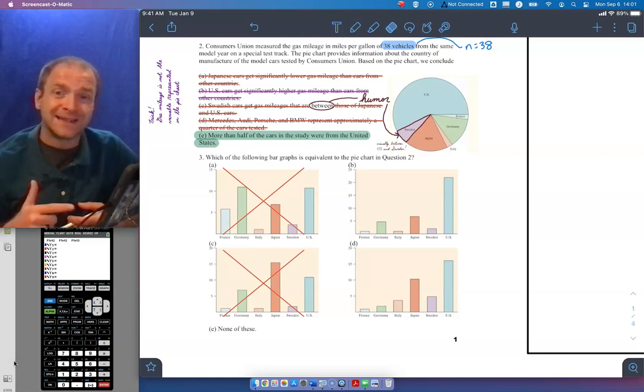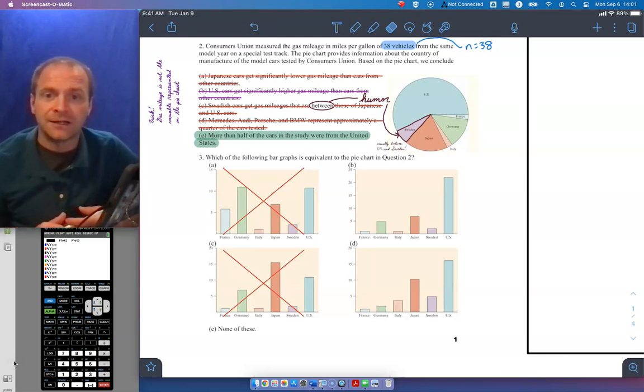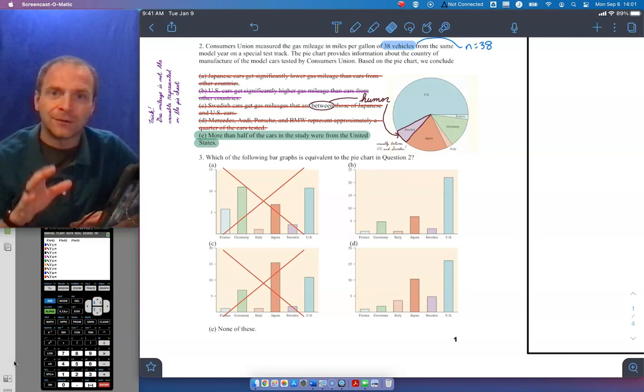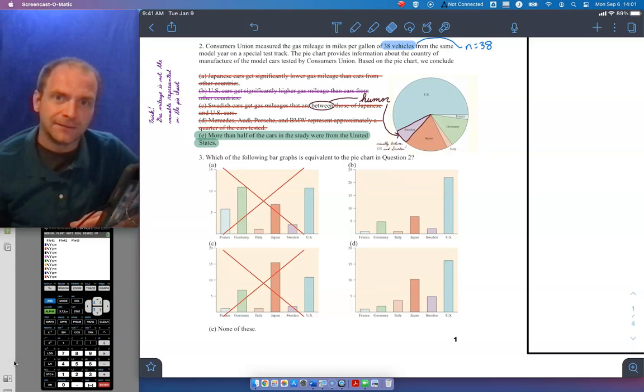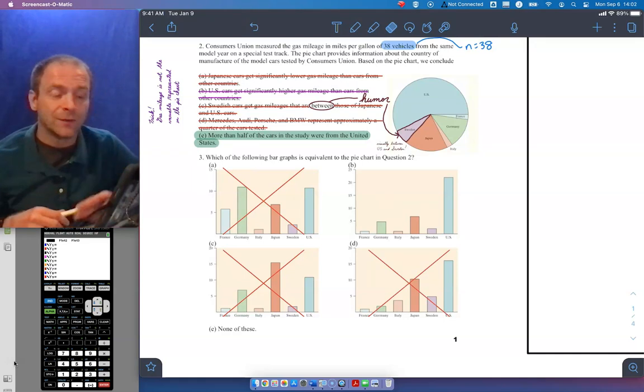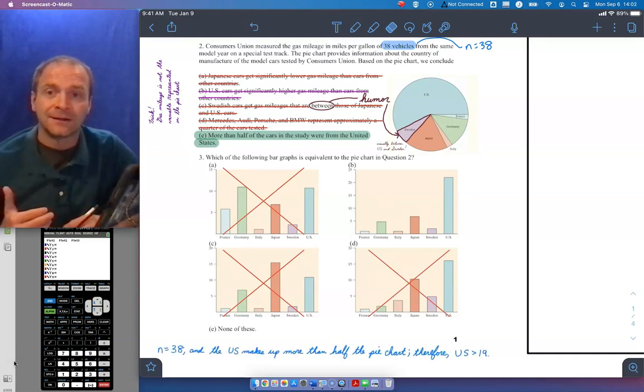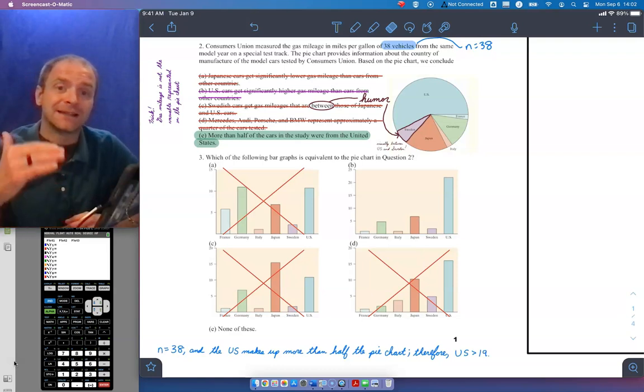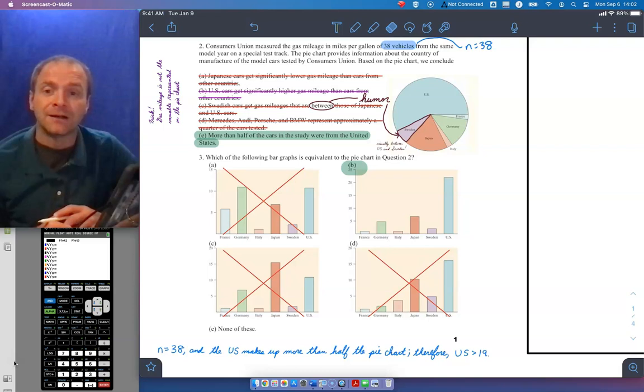B, D, and don't forget there's an E down there. But I'm going to go ahead and try B and D and see if one of those is true before I even consider E, none of these. If I look at it, I'm going to keep in mind that there were 38 vehicles used in this study. And so since U.S. makes up more than half, well, half of 38 is going to be 19. And that means that my bar for the U.S. has to be larger than 19, which means my answer is going to be B.